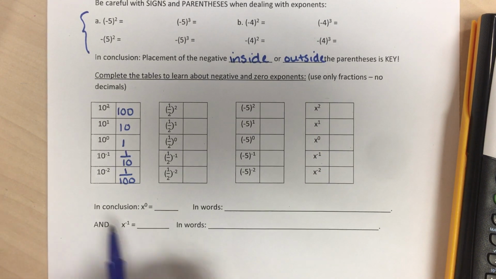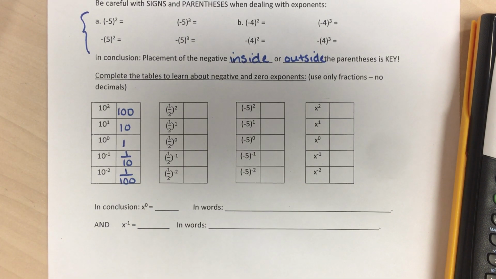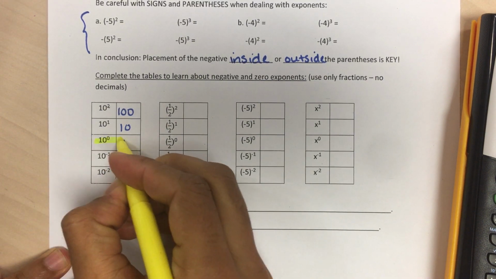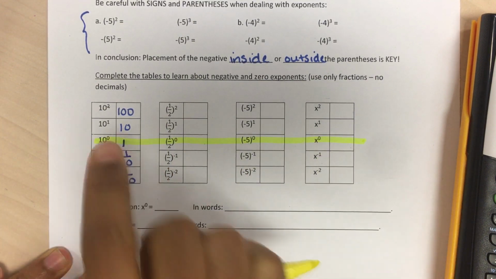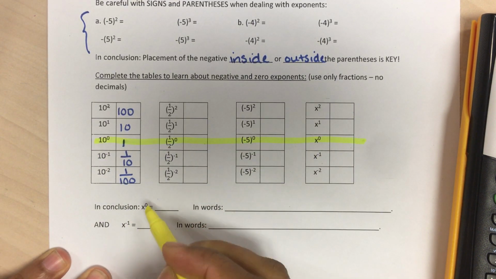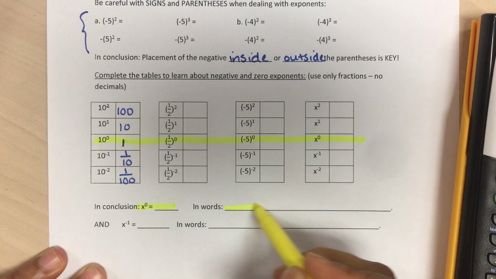All right. In conclusion, I want you to see if you can find a pattern right here. All these to the 0 powers. Let's see if you can find a pattern. And I want you to put that here. And then tell me in words.